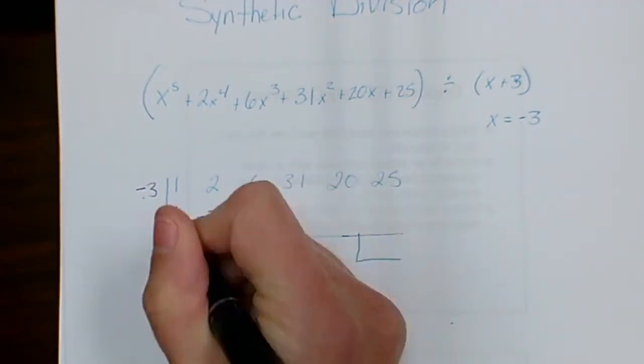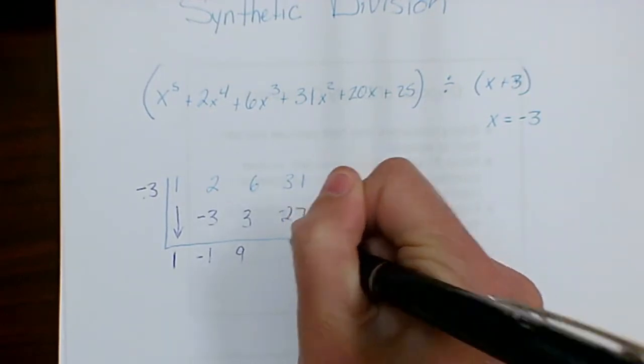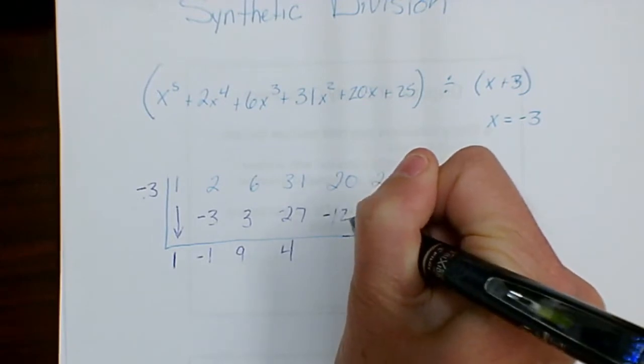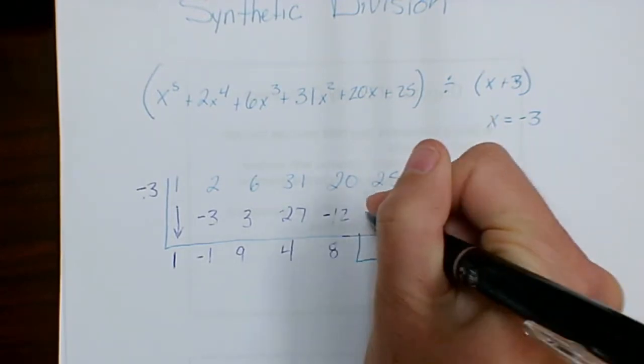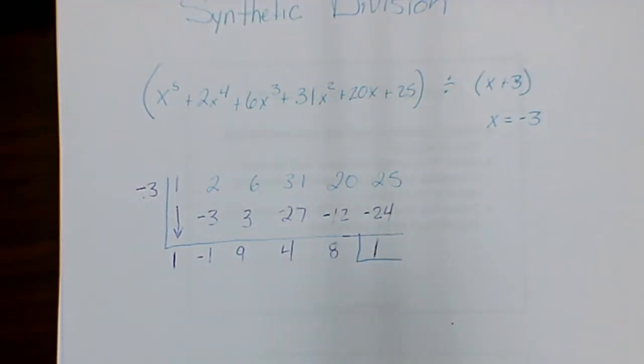Add, multiply, add, multiply, add, and multiply, and then add. So we get a remainder of 1.